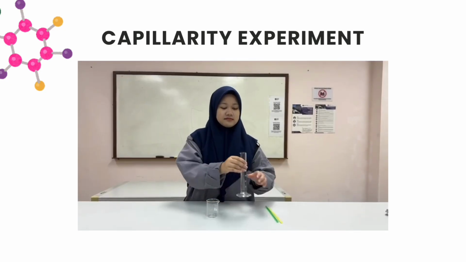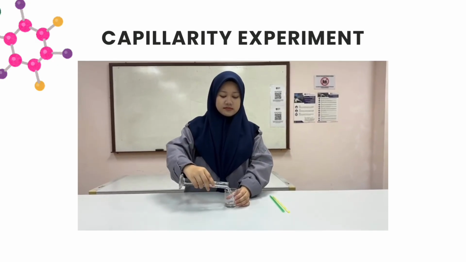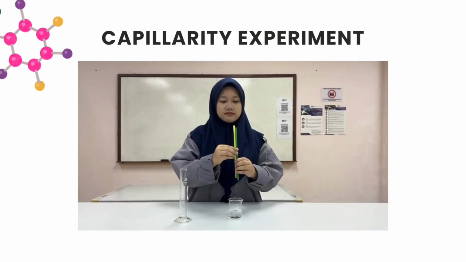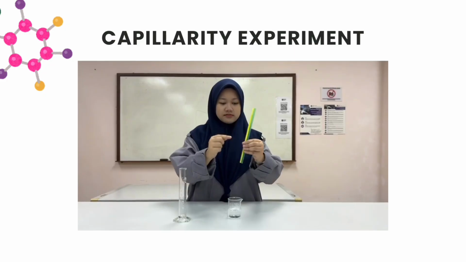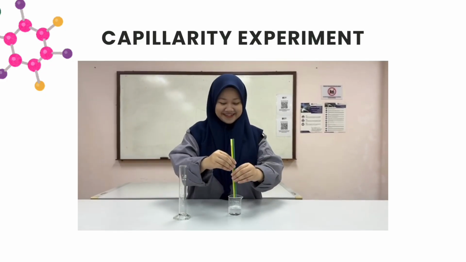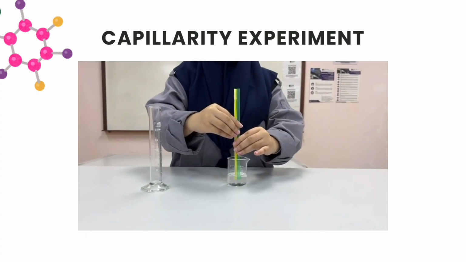First, fill the beaker with water. Second, put the straws into the beaker without touching the bottom of the beaker. Then, wait for about 30 seconds. Next, after 30 seconds, we will see that the water level in the straw is higher than the water level in the beaker. And the last one, the narrower the diameter of the straw, the higher the water level in it.